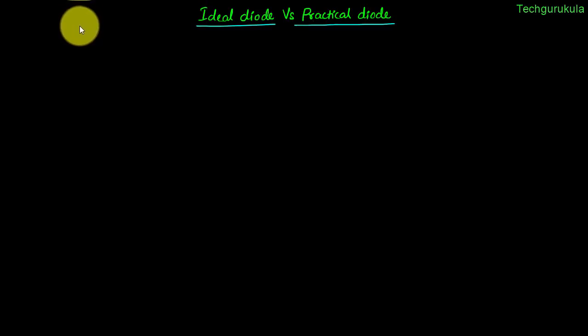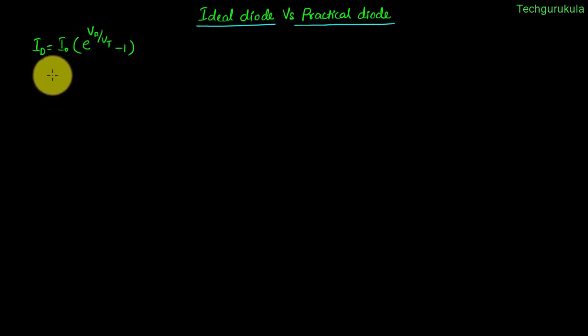In this video, we're going to see the difference between ideal diode and practical diode. This equation is called the ideal diode current equation. In the previous video, we derived this equation by making a bunch of assumptions. If a diode's IV characteristics match this diode current equation, we say that diode is an ideal diode.